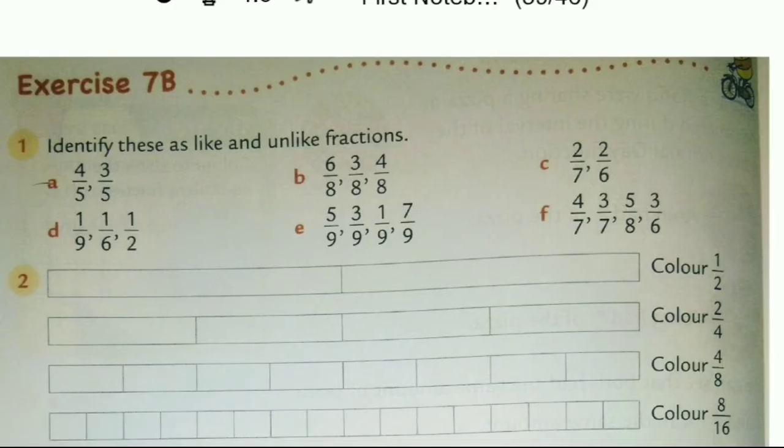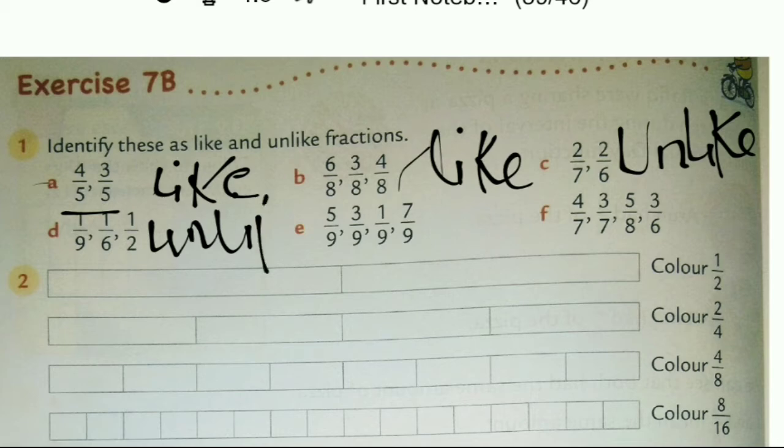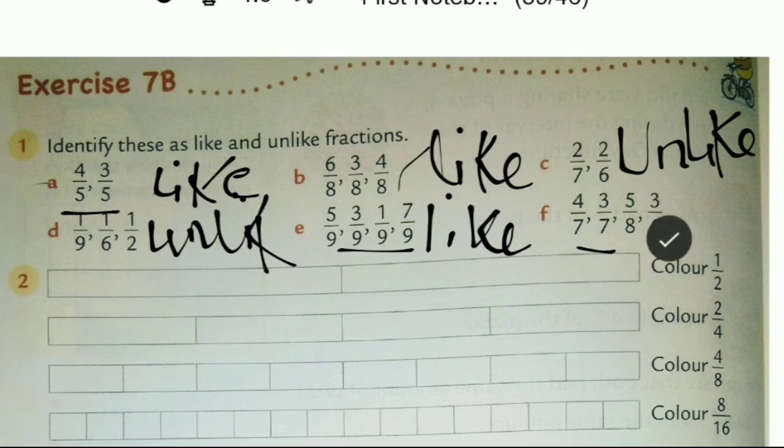Exercise 7b. Here we have to identify which one is like and which one is unlike. See, in this one we have the same denominator. This is known as like. In this one also the same denominator, so we can say that it is also like. In this one different, unlike. In this one different, unlike. This one like. This one unlike. Okay.